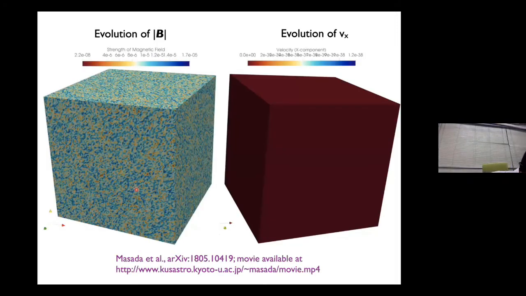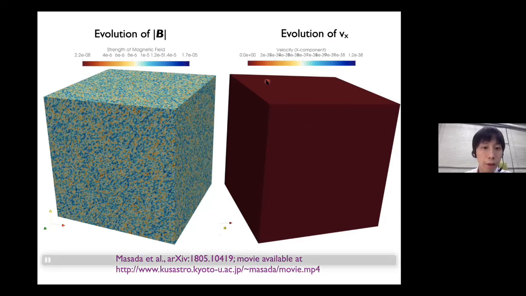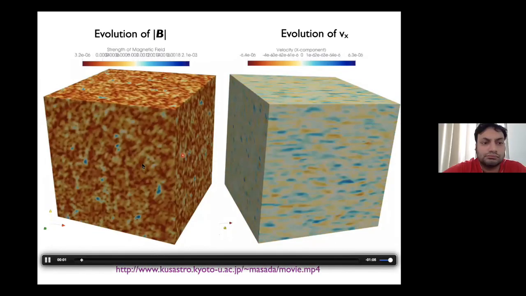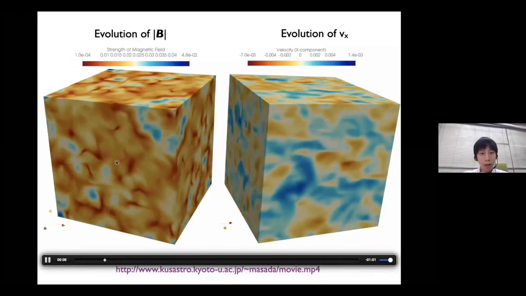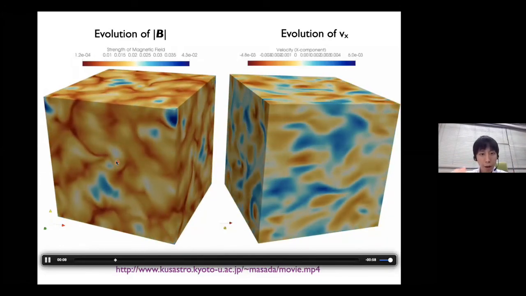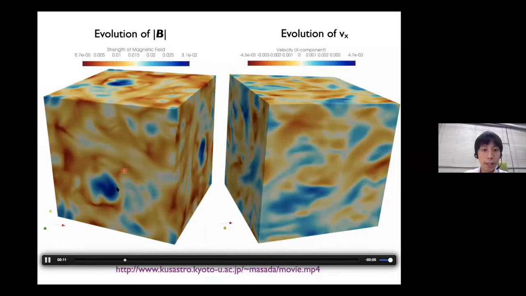And so let me finally give you the results of the numerical simulation of this chiral magnetohydrodynamic turbulence. The left panel shows the evolution of the magnitude of the magnetic field, while the right hand panel shows the evolution of the X component of the fluid velocity. So initially we have a small seed magnetic field, but they merge into larger and larger structures.